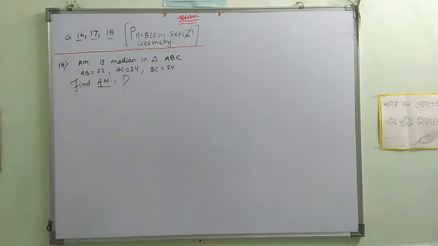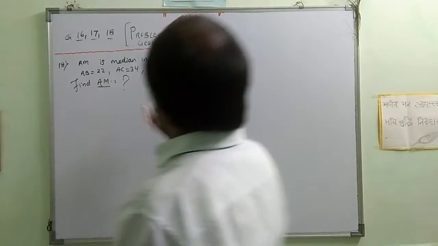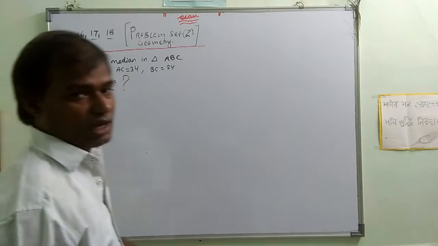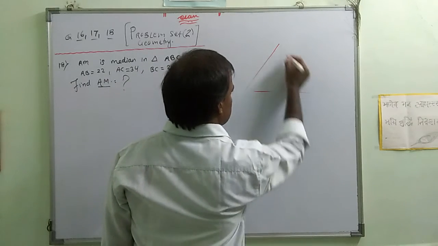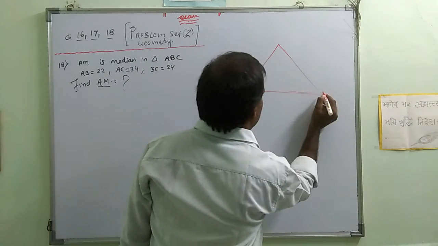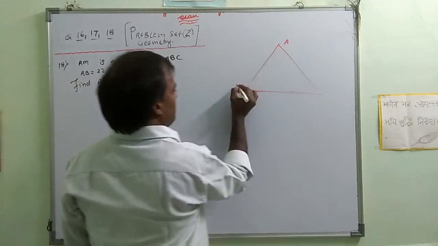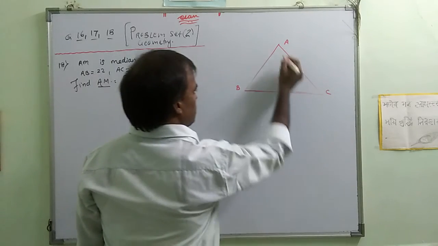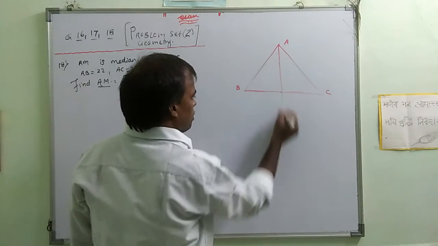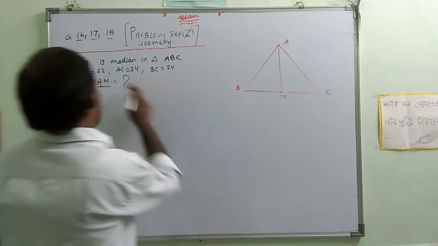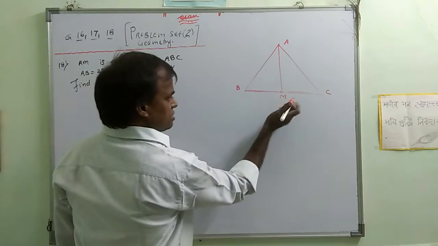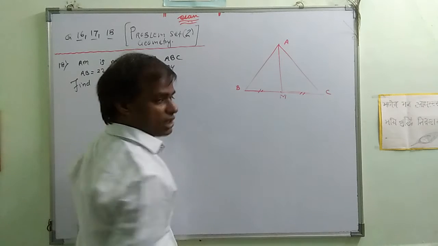Again, we have question number 18, which is very much similar to question number 17. So let's solve further. They have given AM is the median in triangle ABC. We are not given the triangle, of course, so we will draw the triangle A, B, C. Again the median, so AM becomes the median as they have given. Once this is the median, then these two parts are equal.